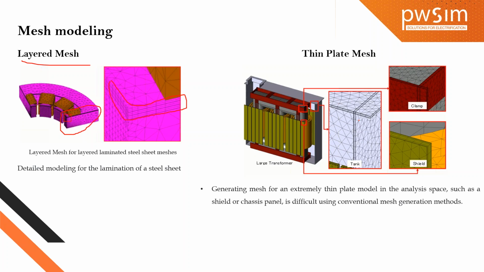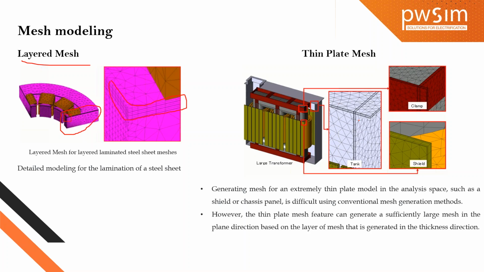Generating mesh for an extremely thin plate model in the analysis space, such as a shield or chassis panel, is difficult using conventional mesh generation methods. So using JMAG, the thin plate mesh feature can generate a sufficiently large mesh in the plane direction based on the layers of mesh generated in the thickness direction. So you can see in this example, where the thin plate shield material is taken in a large viewer angle, the thin plate meshing has been generated in that area to calculate the eddy current loss.